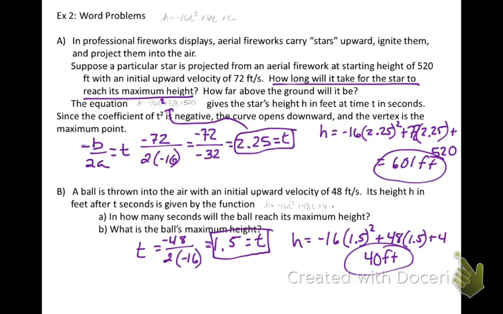All right, so you have 1.5 seconds. It reaches 40 feet. That's the maximum height. This is video 1, so watch video 2.